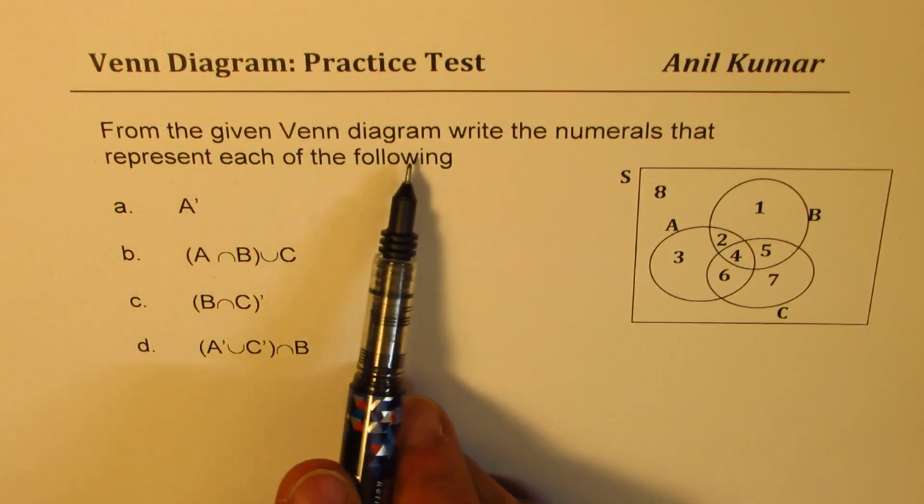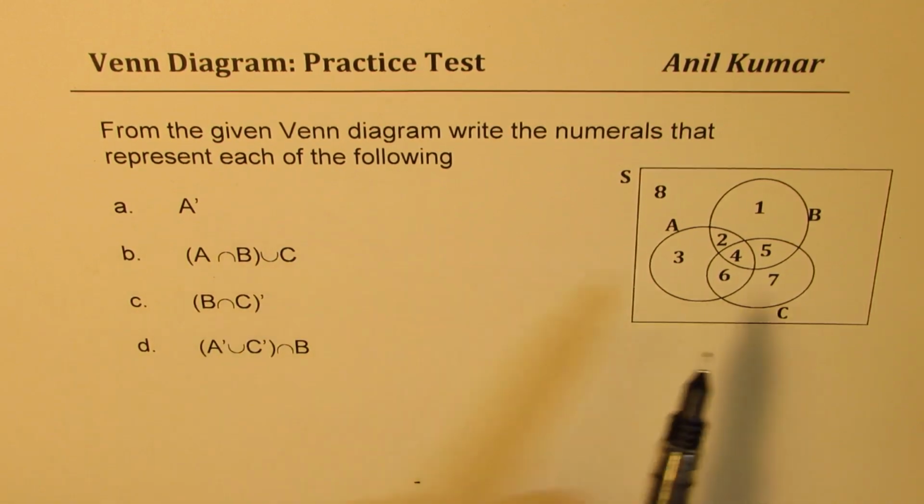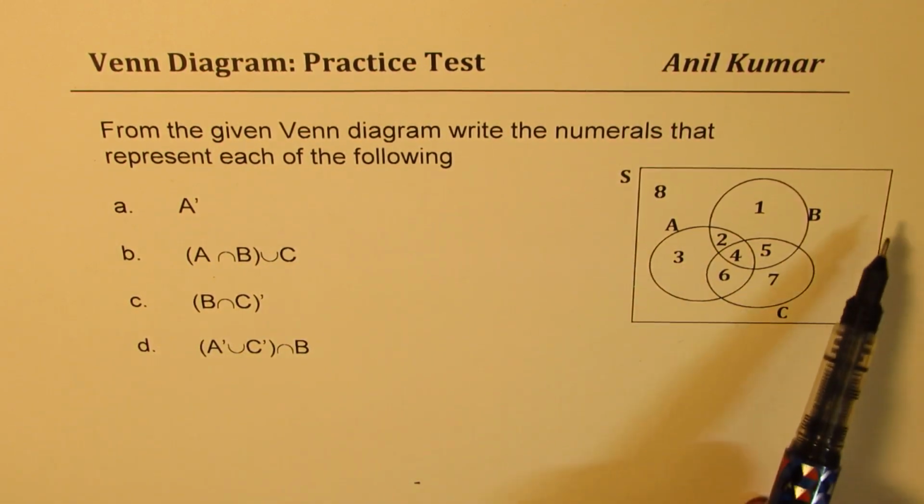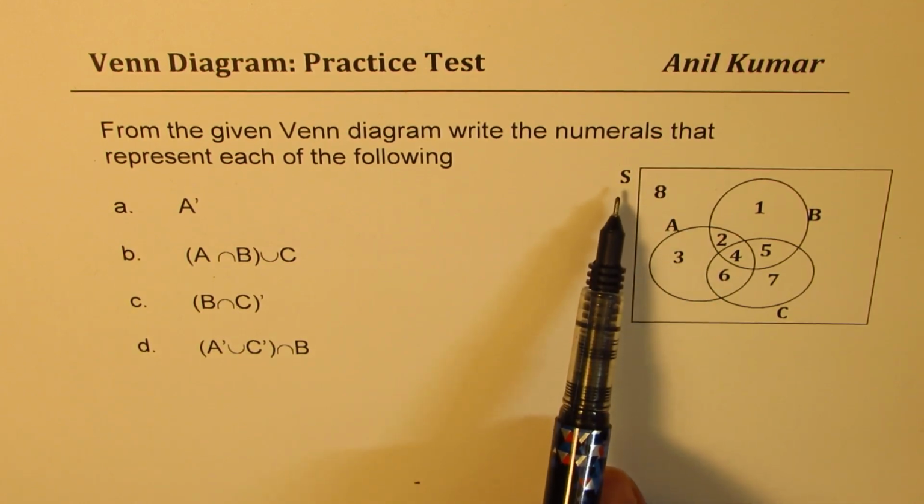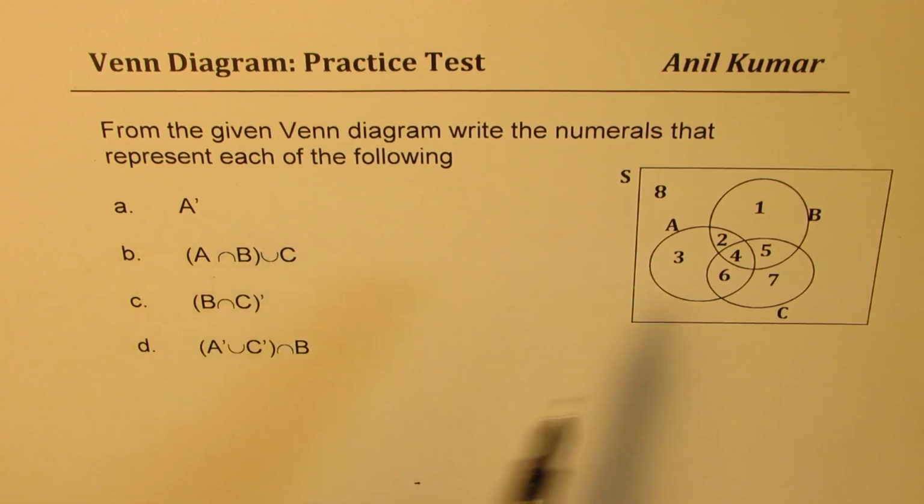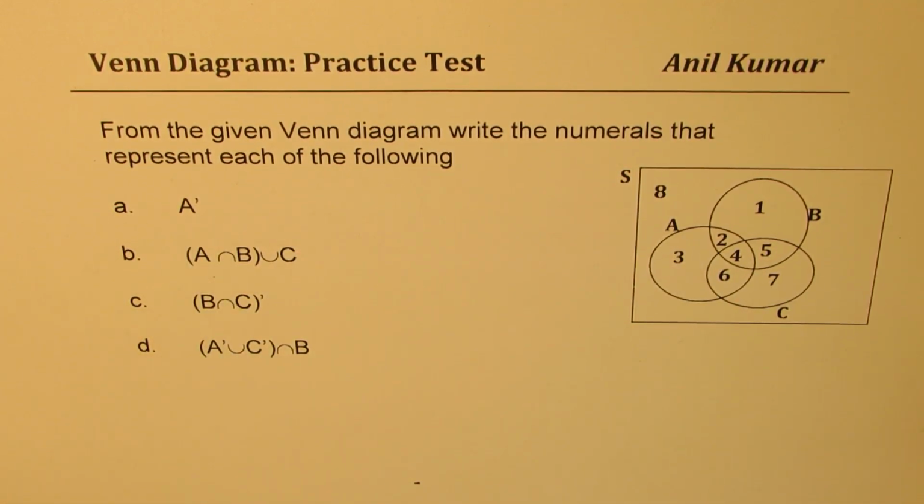From the given Venn diagram, write the numerals that represent each of the following. So we have 3 sets here, A, B, and C, where S is your universal set. Now we have to read the information and write the numbers which correspond to whatever is given here. You can pause the video, answer the question, and then look into my suggestions.